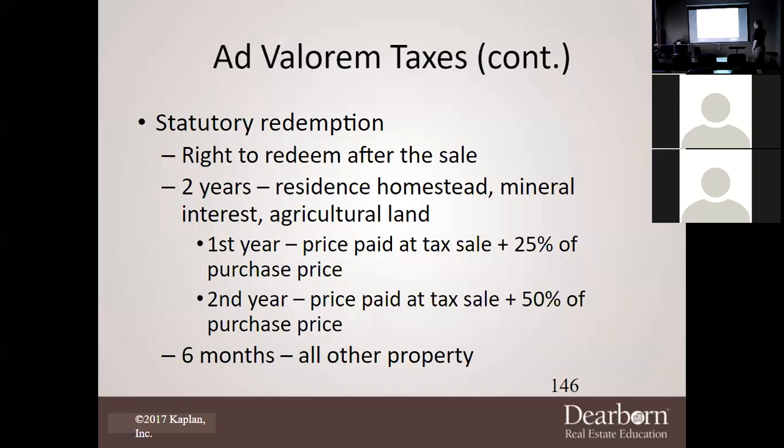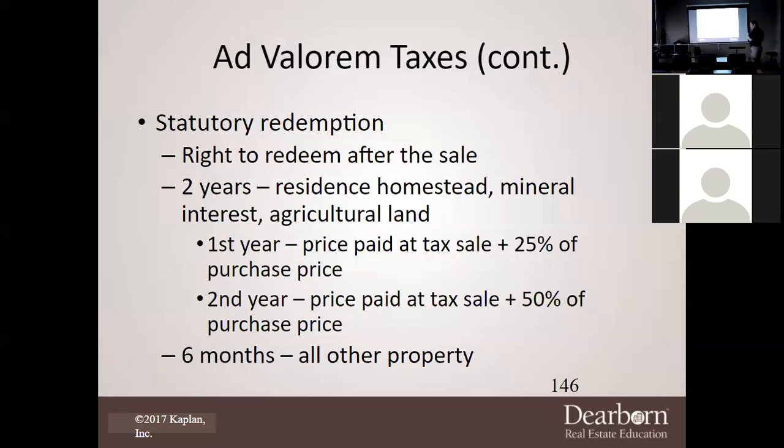Now, statutory redemption is the right to redeem after the sale. There is a 2-year period for residential homestead, mineral interest, or agricultural. Now, the key thing about this, I want you to understand something: this is only if the property is a homestead. So you do have up to 2 years by law to redeem if it's a homestead. However, this is the exception. If, Mr.